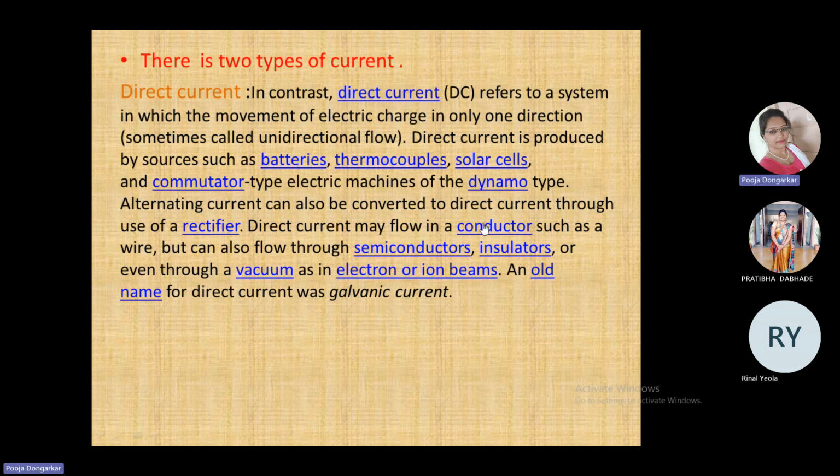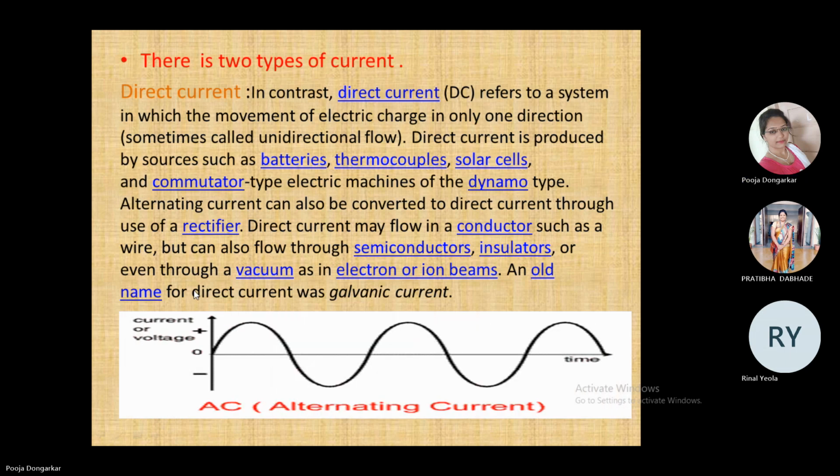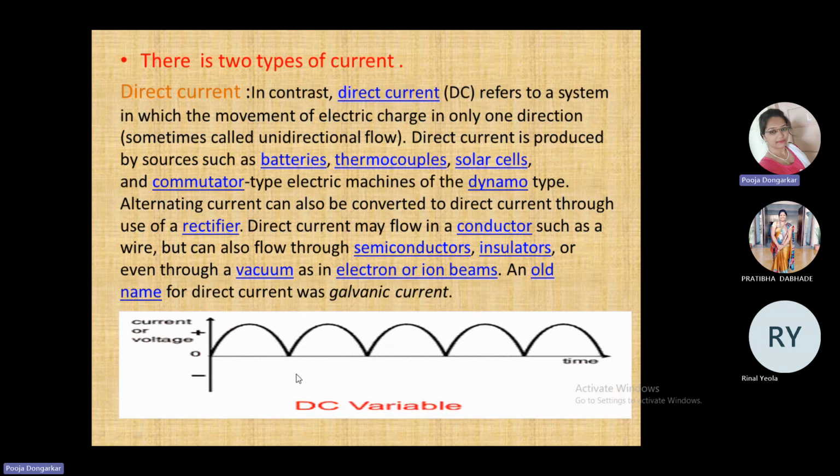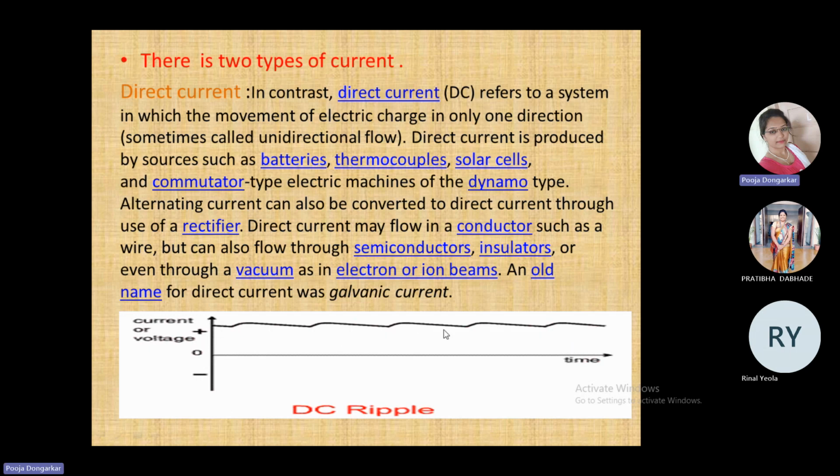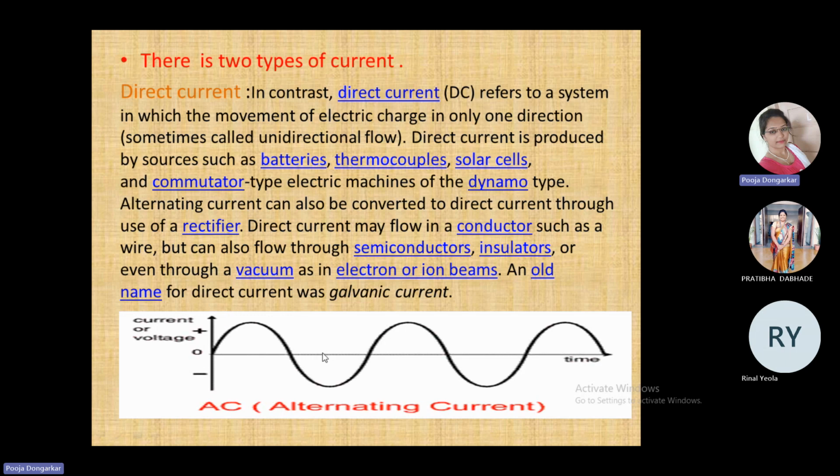A direct current may flow in a conductor such as a wire, but can also flow through semiconductors, insulators, or even vacuum tubes. Earlier we used vacuum tubes in instruments. It can be an electron or ion beam. An old name given to direct current was galvanic current. These are DC: direct current, unidirectional flow.